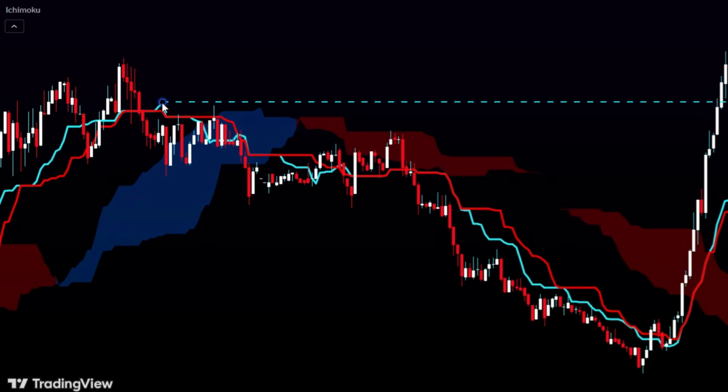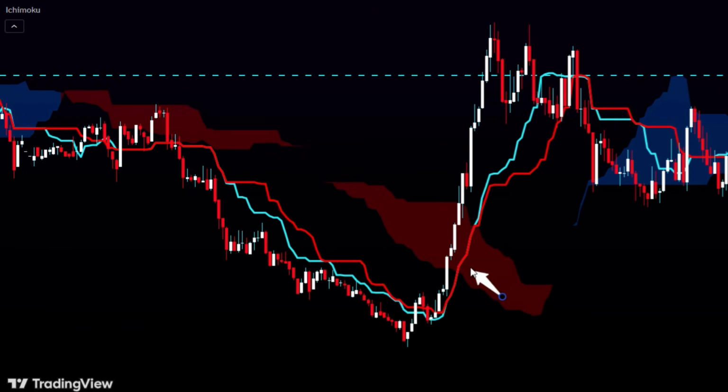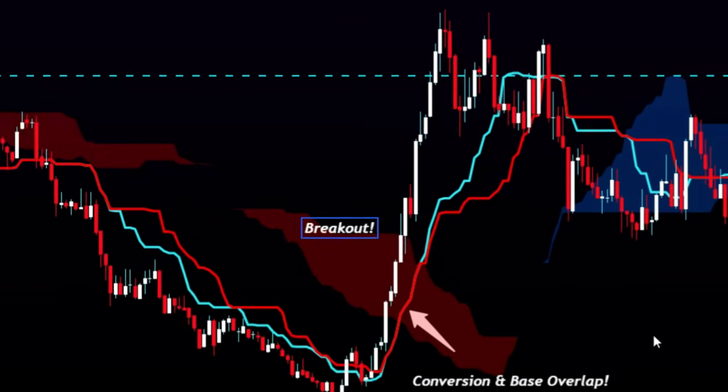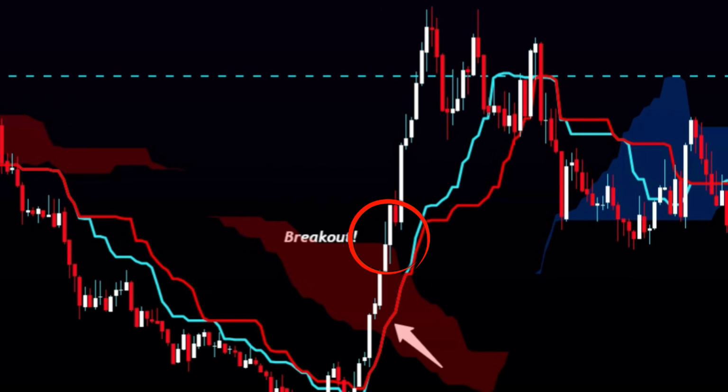In the first example, I spot an inverted V-shape and identify it with a line. The conversion line and the baseline overlap and incline upward to take a bullish cross. It means candles are possibly going to return to our level. So when candles break out from the cloud, they can be interpreted as a potential sign of momentum shift and a possible entry spot.